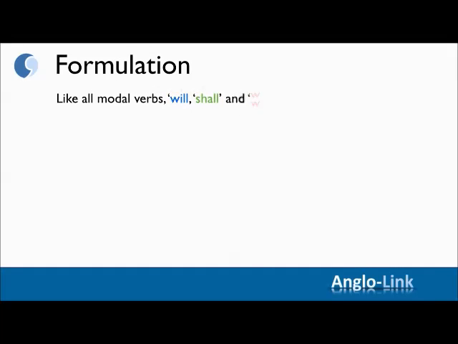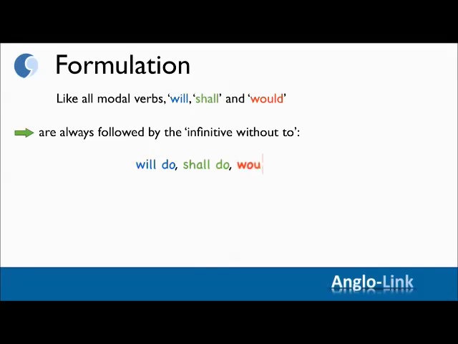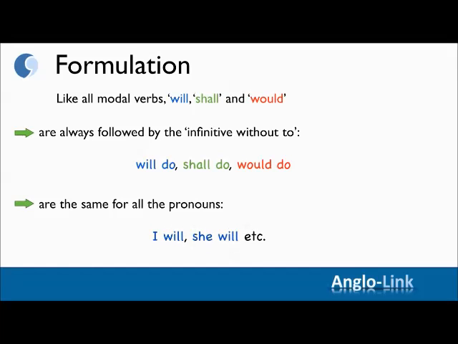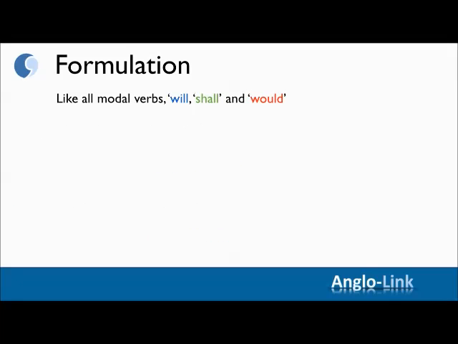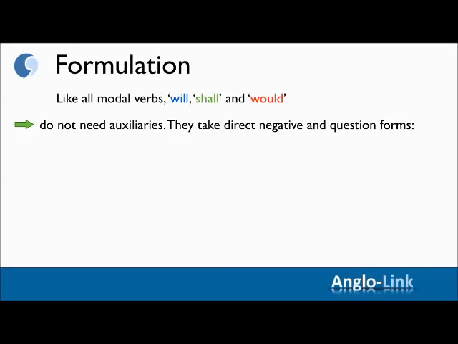Like all modal verbs, will, shall and would are always followed by the infinitive without to. Will do, shall do, would do. They're the same for all the pronouns. I will, she will, etc. They do not need auxiliaries. They take direct negative and question forms.